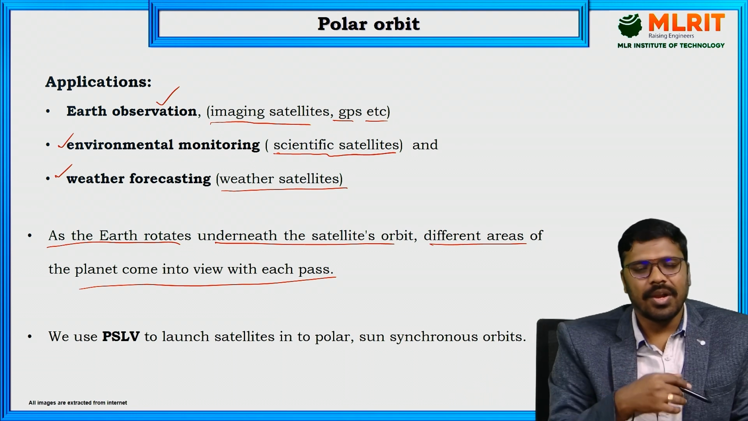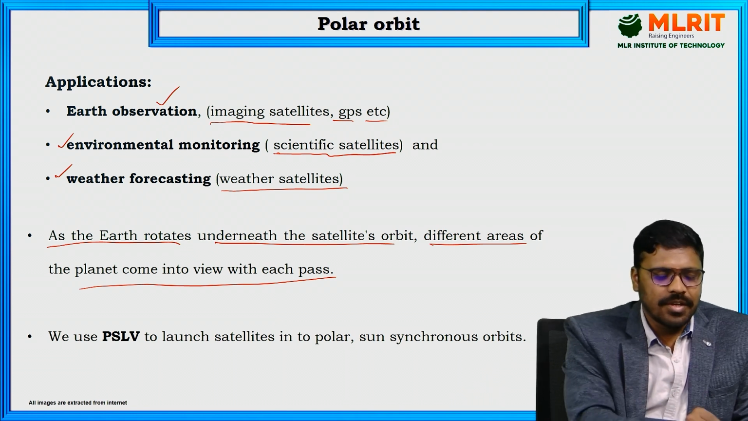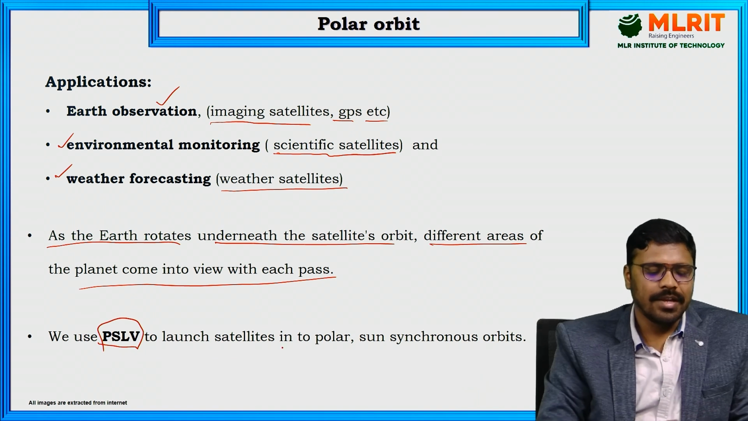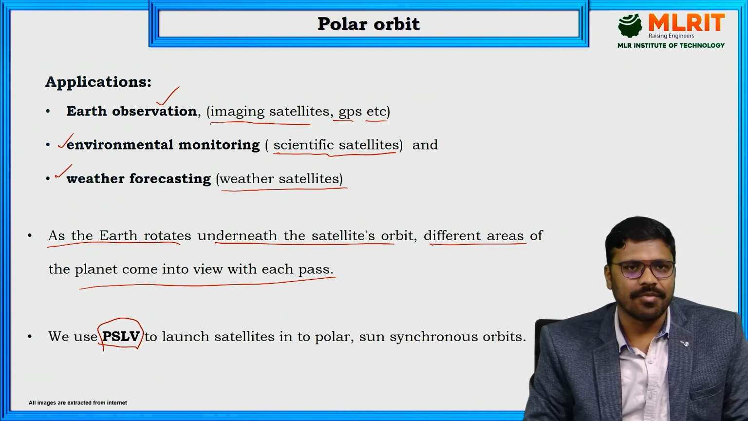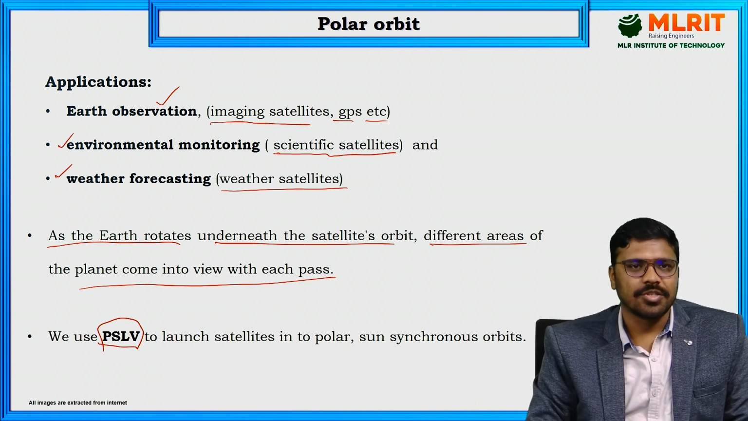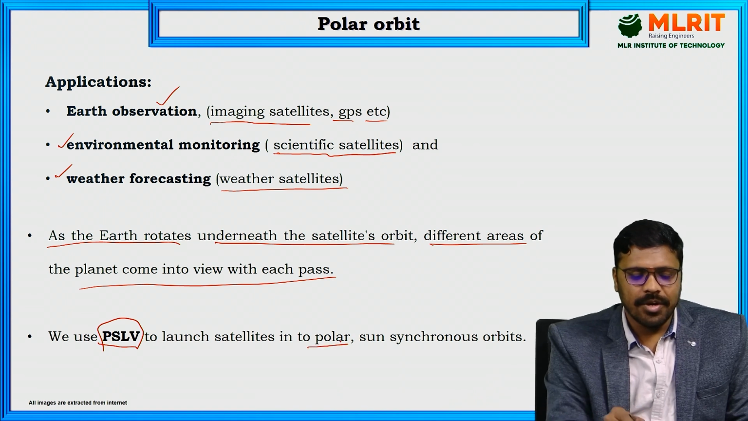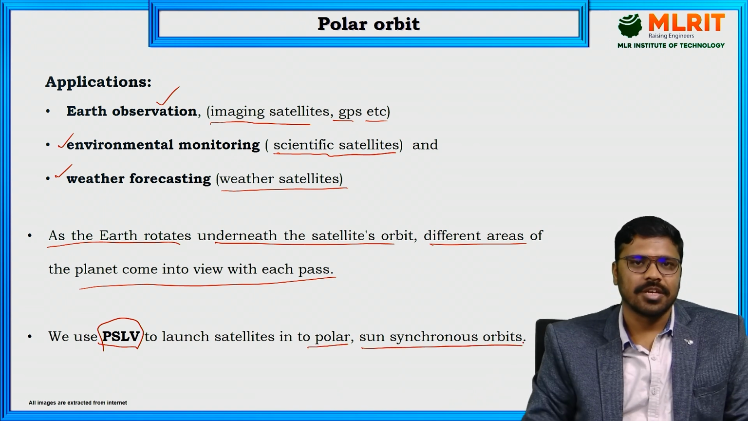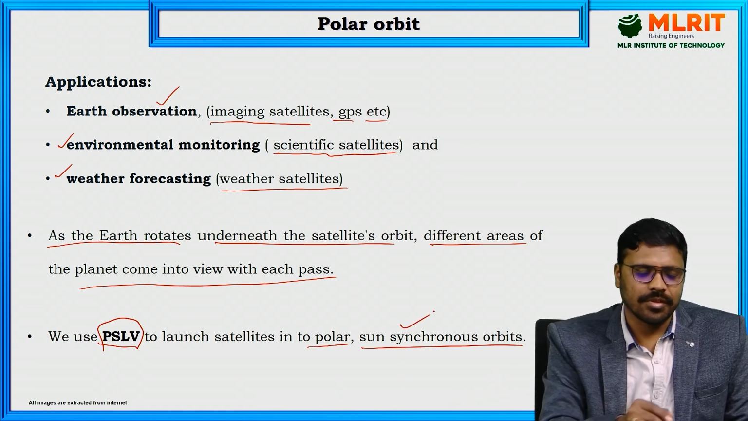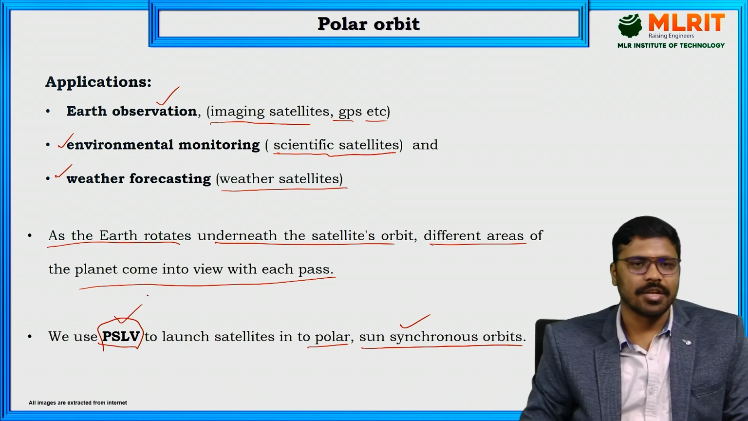To launch a satellite in polar orbit, we use PSLV. What is this? Polar Satellite Launch Vehicle. PSLV, the Polar Satellite Launch Vehicle, is used for polar orbit and also for sun synchronous orbit. Even for sun synchronous orbit we use this launch vehicle, PSLV.